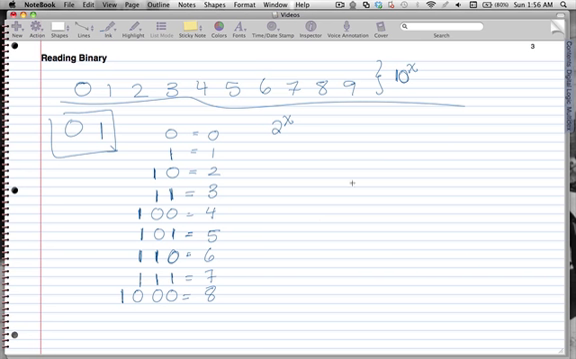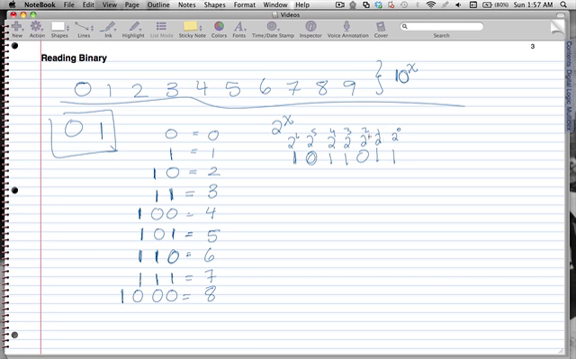But if you wanted to read binary, let's make up a random string, and I'll be able to come up with what it actually represents. So 1, 0, 1, 1, 0, 1, 1. Okay? We know to start with the individuals. So this is 2 to the 0, this is 2 to the 1, this is 2 to the 2, this is 2 to the 3, this group here is 2 to the 4, this group is 2 to the 5, and this group is 2 to the 6.